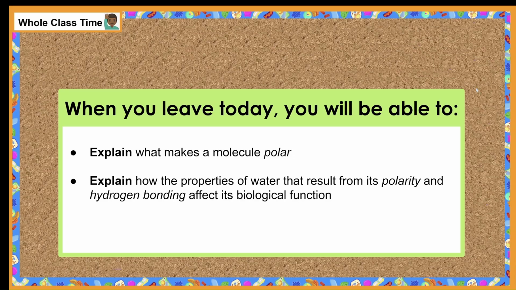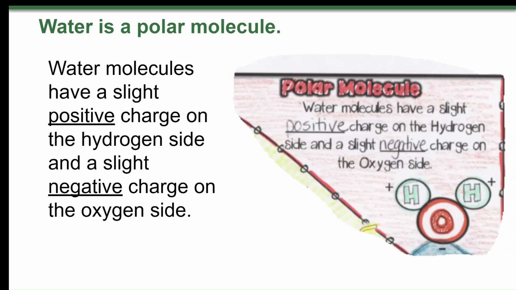So this idea that we've been talking about, this polar molecule where it has a plus charge on one side and a minus charge on another side, that's really important for water because it's going to tie into a lot of its properties. And without these properties, we wouldn't really have life as we know it. So we're going to talk about each one of those things. Let's just jump right into it.